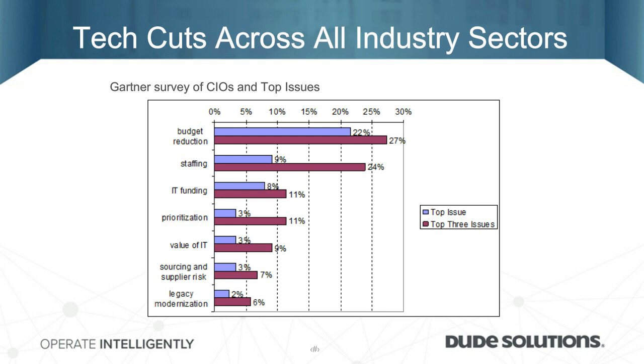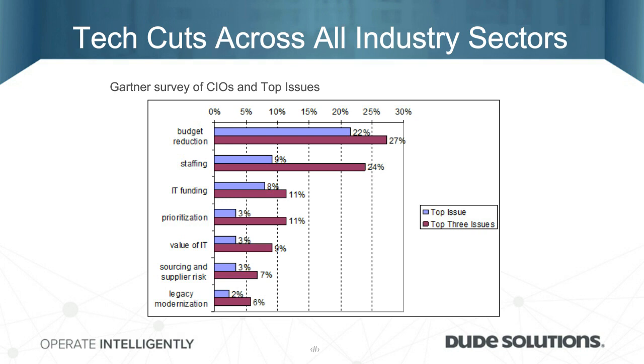And in the purple, these are the top 3 issues that CIOs have identified. And the top issue in purple, 27% of people say budget reductions are hitting us, and staffing and IT funding.